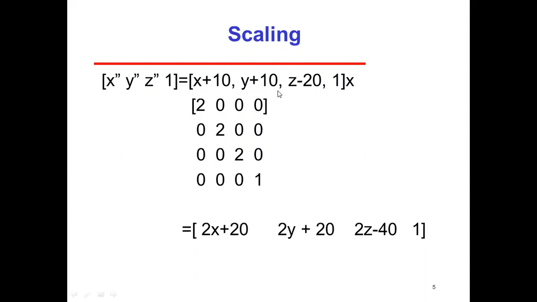x plus 10, y plus 10, z minus 21 multiplied by this scaling matrix, and then again we will do the calculation here. x double dash, y double dash, z double dash, 1 is equal to 2x plus 20, 2y plus 20, 2z minus 40 and 1. So after multiplication of these two matrices we will get this, and this is equivalent to the points after scaling, that is x double dash, y double dash, z double dash, 1.